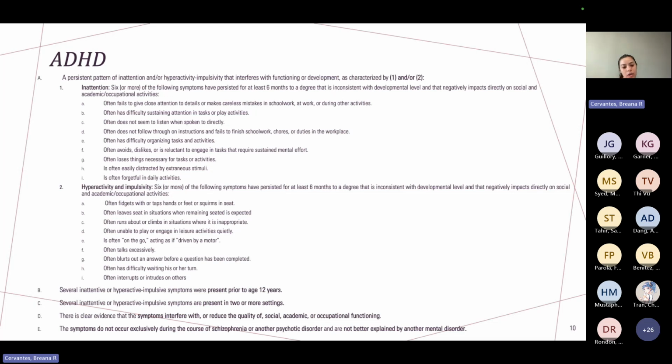The symptoms do not occur exclusively during the course of schizophrenia or another psychotic disorder and are not better explained by another mental disorder. In general, what that means is we want to be able to say that these symptom clusters, this behavior that we're seeing, is attributable to this disorder, not potentially some other thing happening, whether it's another mental health disorder or another medical disorder. So needing to parse things out and be as certain as we can be, that's really what D and E are about.